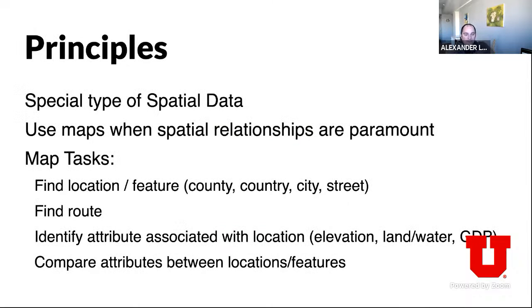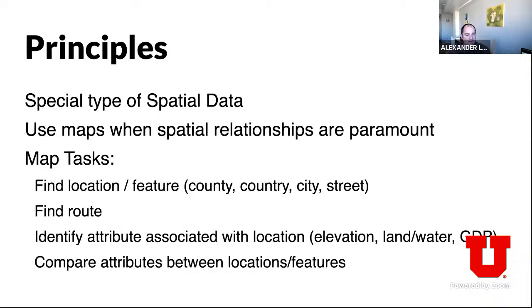So, okay, let's take a step back. The principles of map visualization: maps are a special type of spatial data that we all care a lot about and that we frequently use. We use maps when spatial relationships are really paramount. So we have some kind of entities like states or cities, and we plot stuff on a map if we really want to make sure that we understand the spatial relationships.